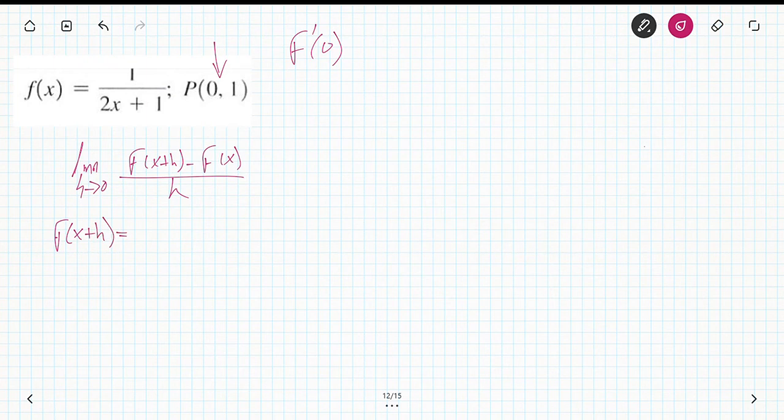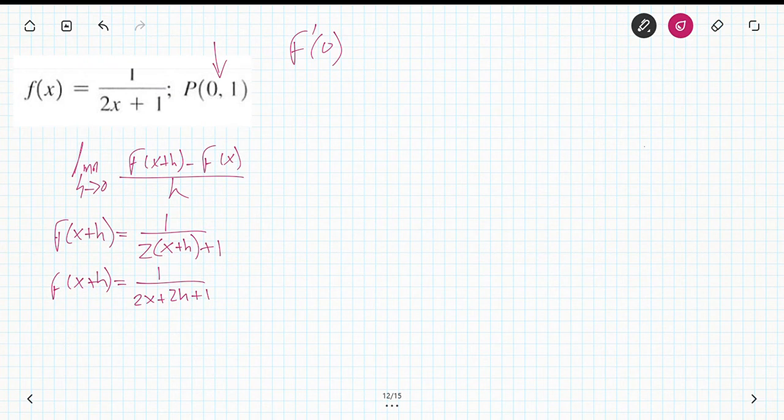So for every x, we're going to substitute x plus h. So here we're going to get 1 over 2(x plus h) plus 1. All right, and we can simplify this further because I really don't like those parentheses. It makes things a little bit harder to look at. So we're going to do 1 over 2x plus 2h plus 1.